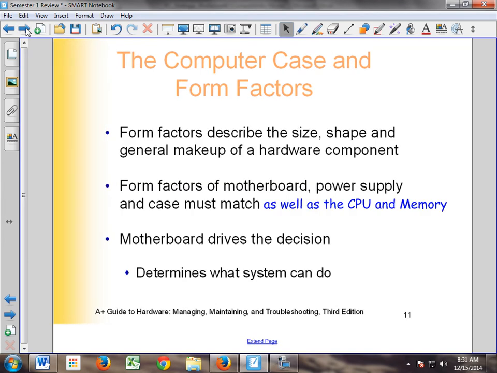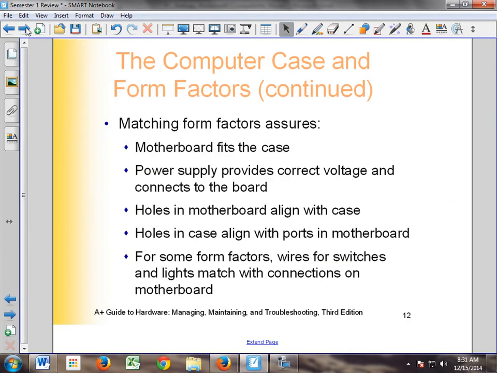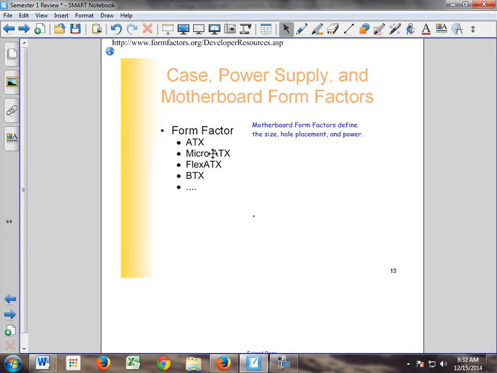Form factors we already talked about, describes the size, shape. We are using ATX primarily in this class, knowing that BTX is pretty much compatible except for the motherboard itself. We've got a lot of BTX stuff in the district. The other ones are not compatible very well with the different things that we've got out there. We have to make sure that the motherboard fits the case, and the power supply provides the correct voltages, and the holes in the motherboard line up with the case, or all those things will go together to build our nice one. And we've said that normally we use ATX, and then we've got some BTX here at the school as well.